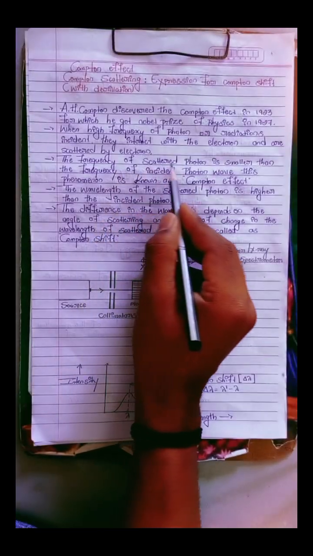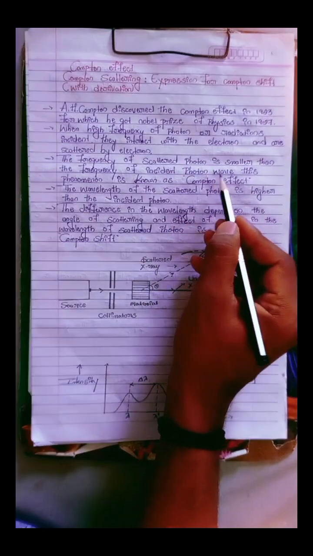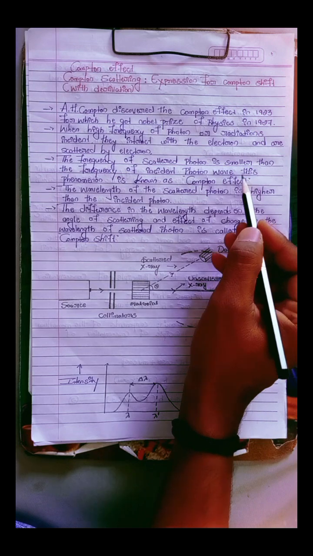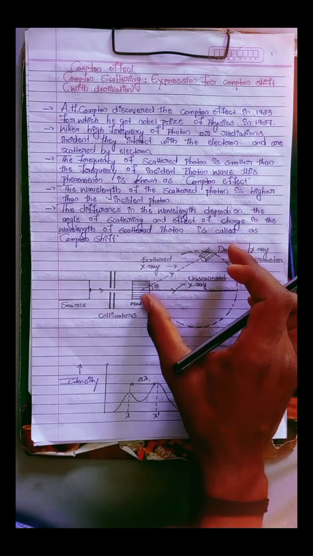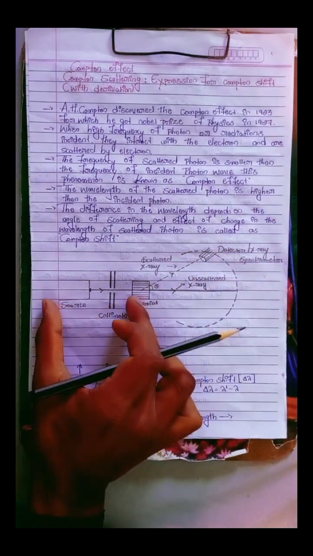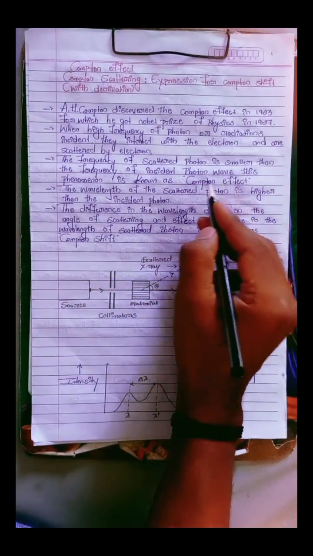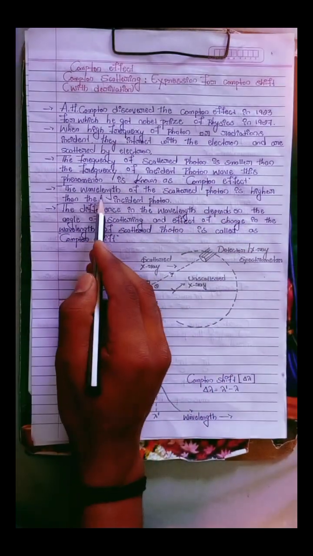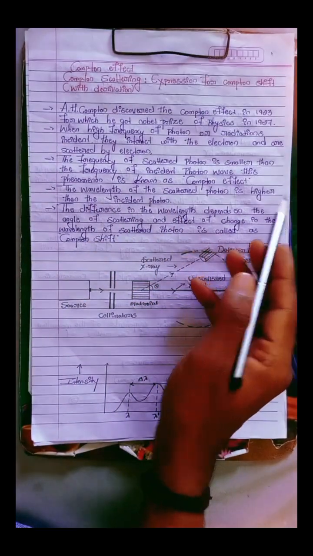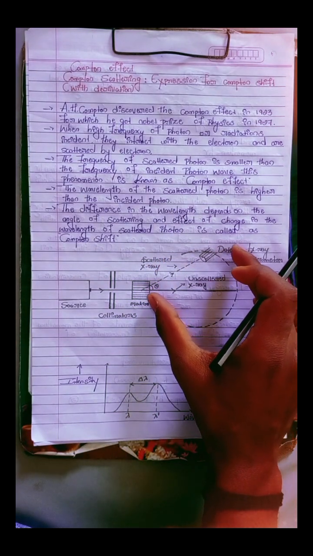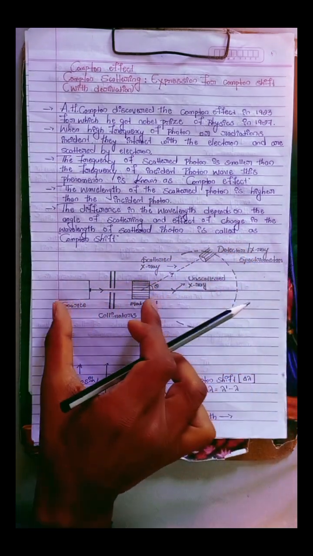The frequency of the scattered photon is smaller than the frequency of the incident photon wave. This phenomenon is known as the Compton effect. The wavelength of the scattered photon is higher than that of the incident photon.